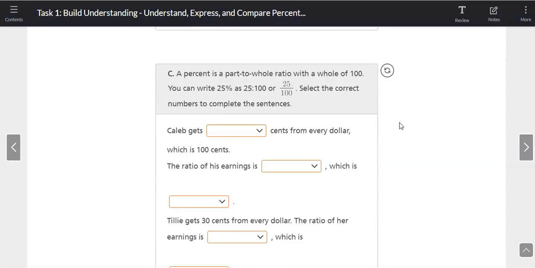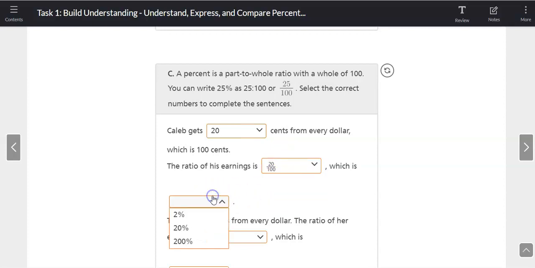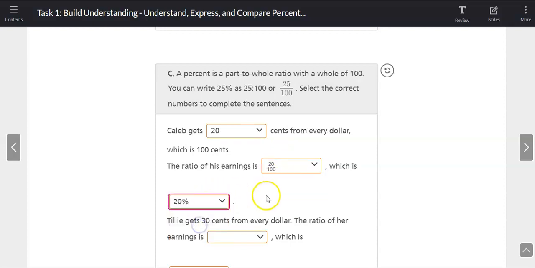Let's look at C. A percent is a part to whole ratio with a whole of 100. You can write 25% as 25 to 100 or 25 over 100. Select the correct numbers to complete the sentence. Caleb gets 20 cents from every dollar, which is 100 cents. The ratio of his earnings is 20 over 100, which is 20%.